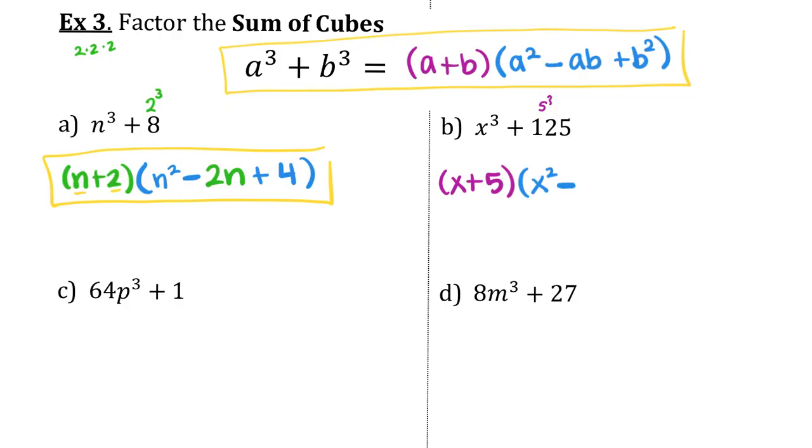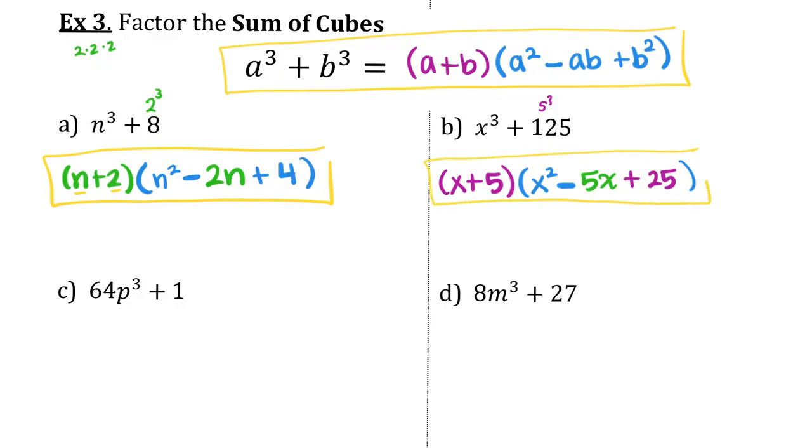What I subtract is going to be the first thing times the second thing. So it's going to be x times 5, 5x. Then there's a plus sign. In the last spot, I put the second thing squared. So 5 squared, which is 25. Or you could look at this and go, okay, 5 times this has to equal 125. So 5 times 25. This is my final answer.